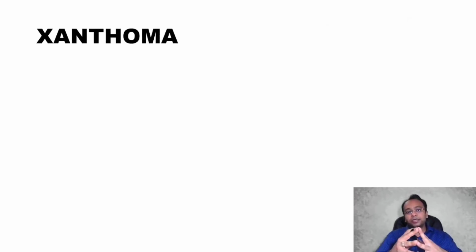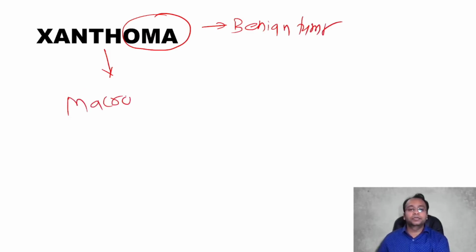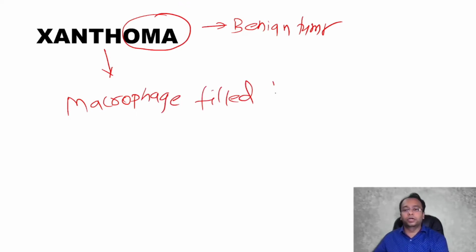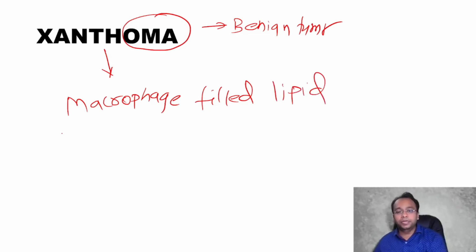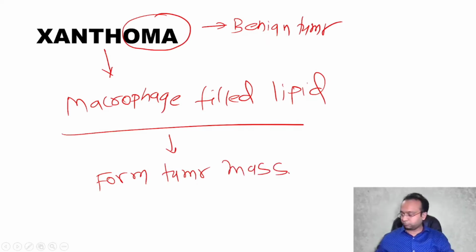All right. Now xanthoma, another example of intracellular lipid accumulation. So what do we mean by xanthoma? Oma means benign tumor, right? The suffix oma is given for benign tumor. So it's a benign tumor of macrophage that is filled with lipid. Remember this word. The macrophage filled with lipid will form a mass, a benign tumor mass, which is known by the name xanthoma.